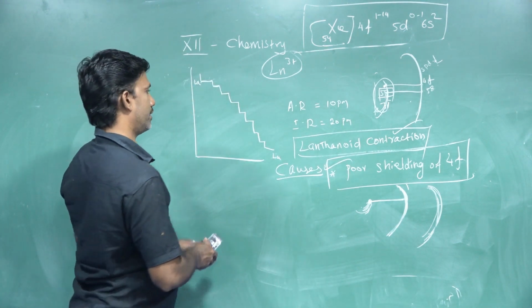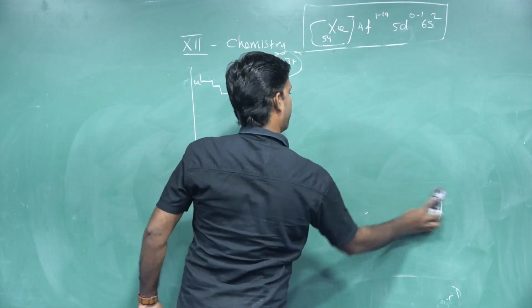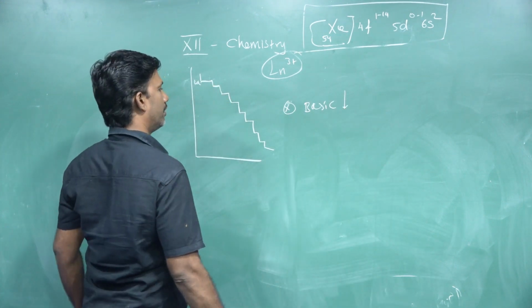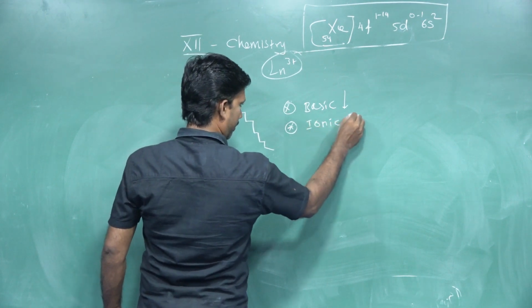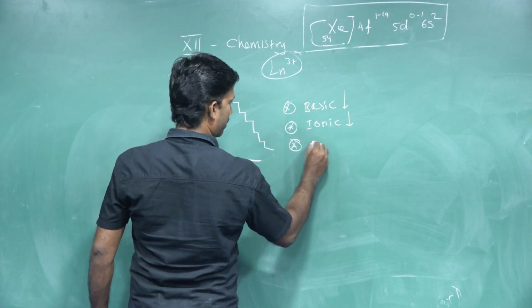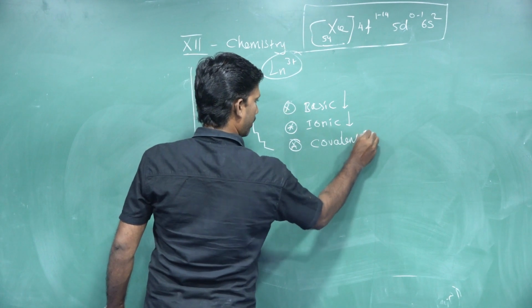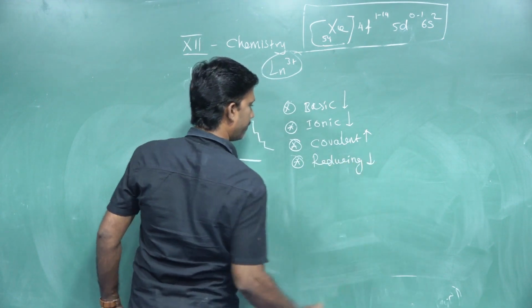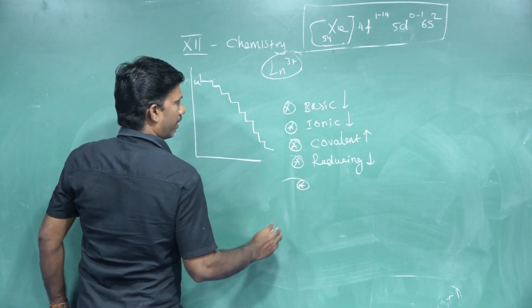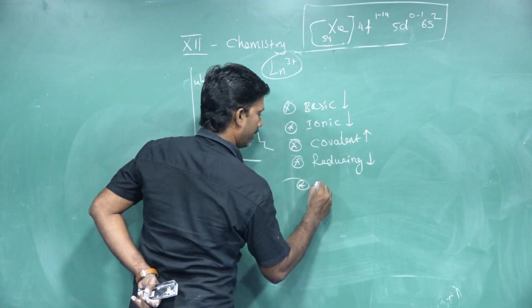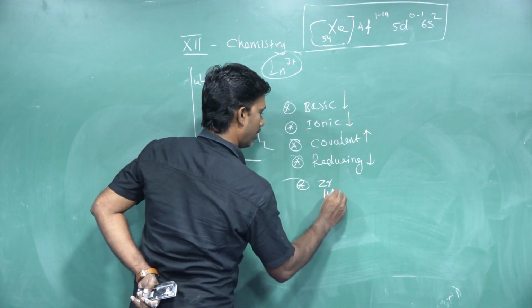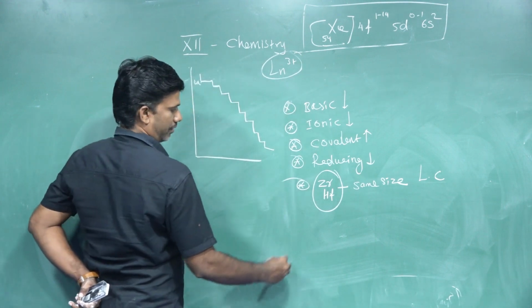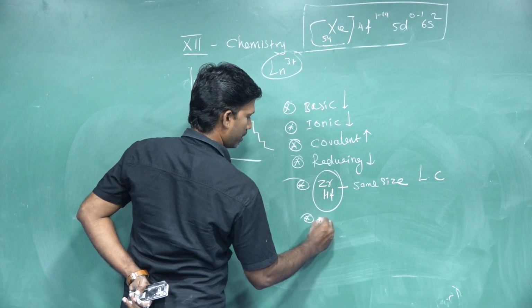Then what are the consequences of lanthanide contraction? It causes a decrease in basic character. Basic character will be decreased first of all. Then ionic character also decreases, and the opposite, covalent character, increases. Reducing property also decreases. Then similarity: due to the lanthanide contraction, between the 4d and 5d series, zirconium and hafnium have almost the same size. That is because of lanthanide contraction. And finally, all are very close to each other, so separation is very difficult.